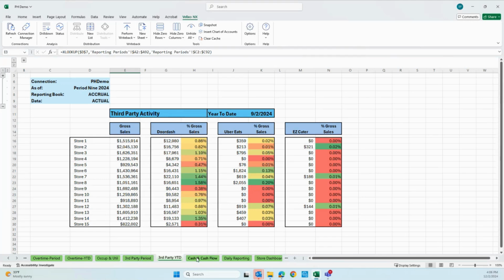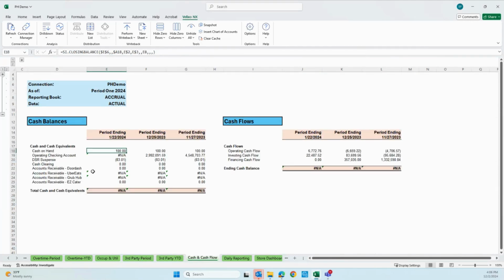And then in summary, I've set up an example where if you want to look at cash balances in terms of activity based on these account groups, cash on hand, operating checking accounts, suspense accounts, AR activity, how does that move as you move from period to period? So if we move this to period 12, 2023, this activity updates accordingly.